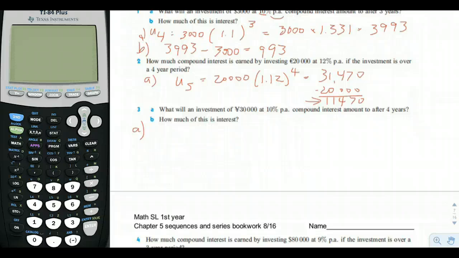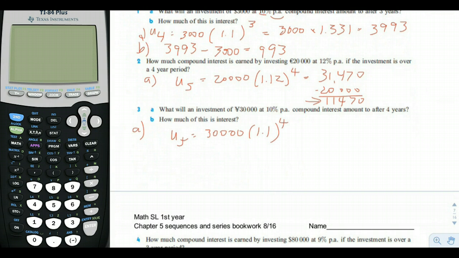Okay, so let's do U5 equals 30,000. I always see these IB books trying to make everything multicultural, but whenever they do something about Japan, they always kind of screw it up a little bit.